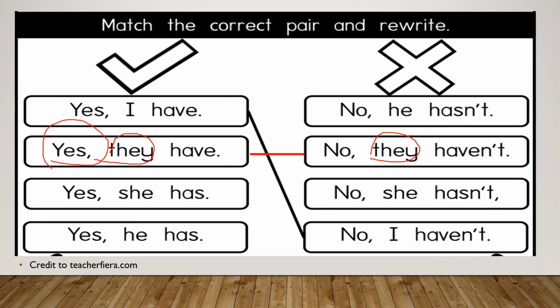Okay, so for question 3 and 4, you have to do it on your own. Look at the yes one. The yes one is yes, she has. So look for the no answer, you must find where is "she". And if the answer is yes, he, you must find where is "he" also. And then match.